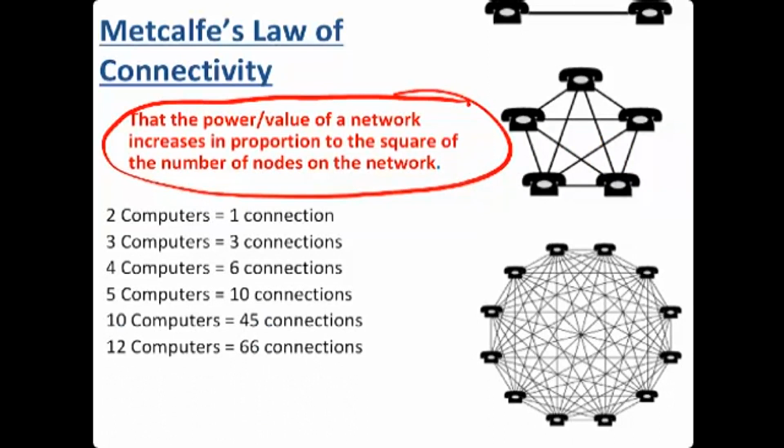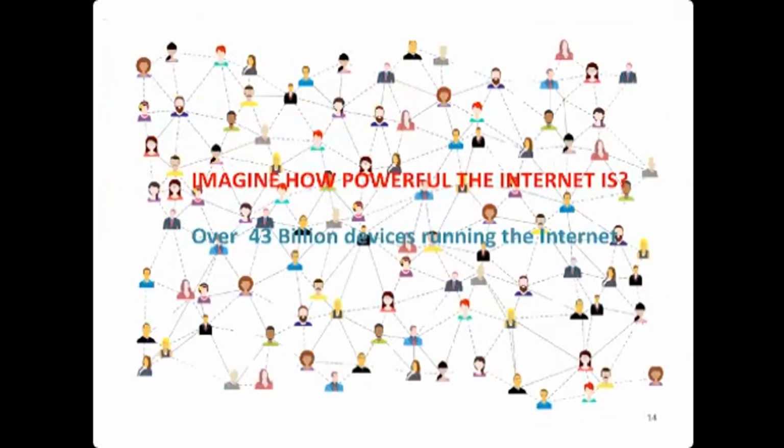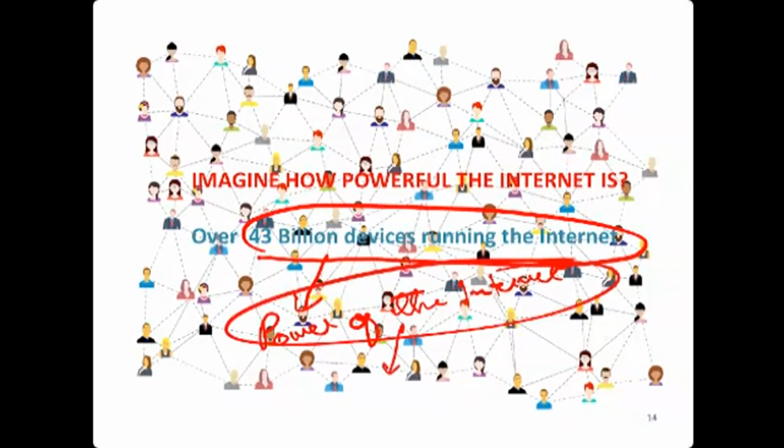Metcalfe, who was the inventor of Ethernet, says that the power or the value of a network increases in proportion to the square of the number of nodes, for example end users or machines. As more machines are connected, the system is more powerful. Now imagine how many people are there on the internet, each person having multiple devices. Almost 43 billion devices are running on the internet. So imagine the power of the internet. No other technology had this kind of reach or power. None. And that is making the world flat.